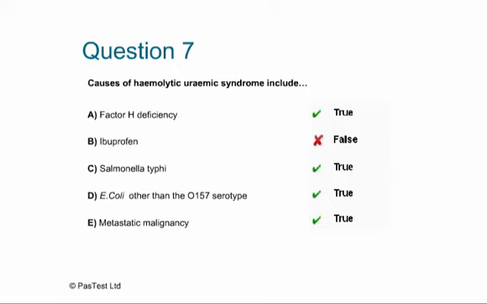Moving on to B, ibuprofen. Ibuprofen's a well-recognised cause of acute drug-related interstitial nephritis, but doesn't cause HUS. C, Salmonella typhi, is a well-recognised cause of HUS, particularly in Asia. And in the UK, although 0157 is the commonest serotype that produces HUS, many other E. coli serotypes can give you the disease, so D is true also. And finally, E, metastatic malignancy. Although uncommon, HUS can complicate metastatic disease.